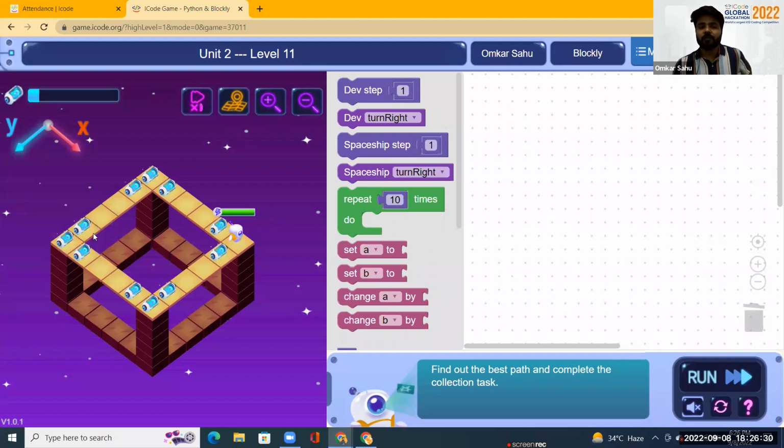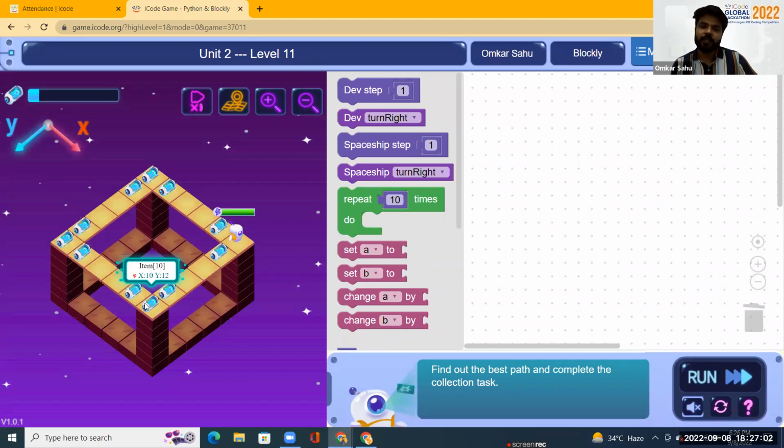That means it's a 6 by 6 square, is it? See 1, 2, 3, 4, 5, 6. 1, 2, 3, 4, 5, 6. So you can clearly understand that every time you take a turn, you will be taking 5 steps repeatedly. That means if you can identify a pattern, you can apply a loop on it and you will be ready to solve the level.